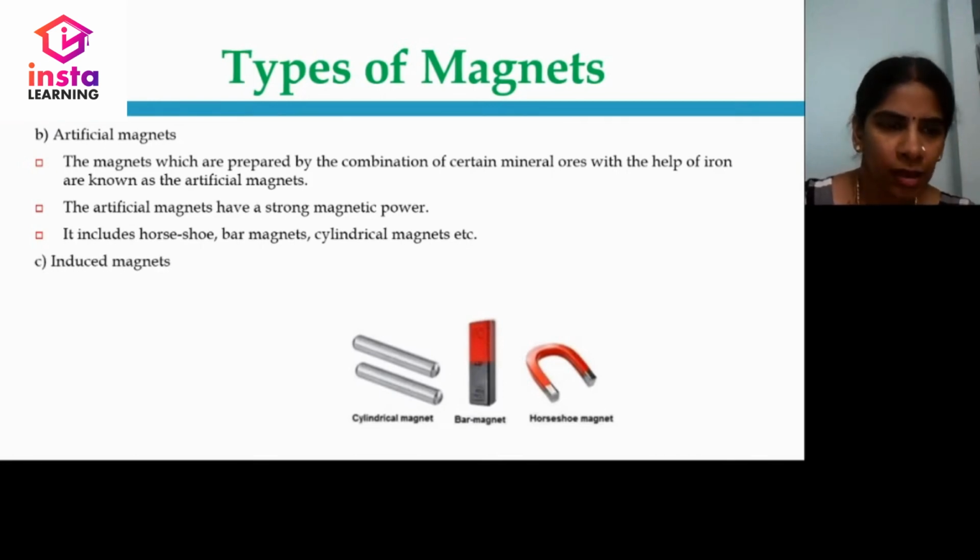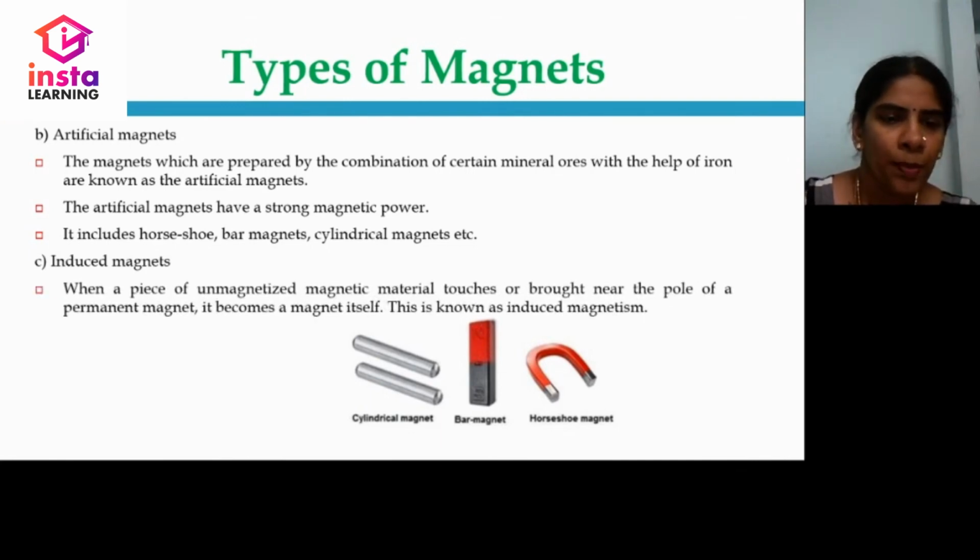The third type of magnet is induced magnets. When a piece of unmagnetized magnetic material touches or is brought near the pole of a permanent magnet, it becomes a magnet by itself. This is known as induced magnetism.